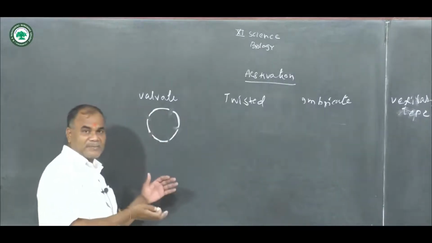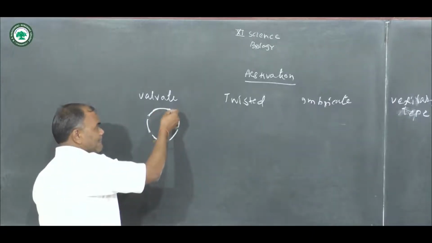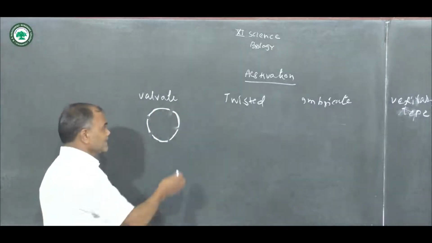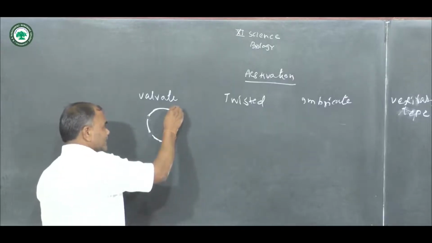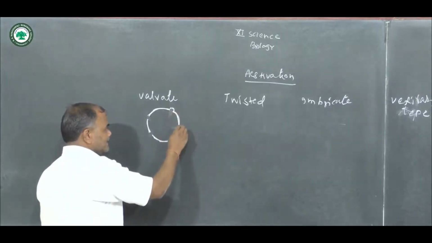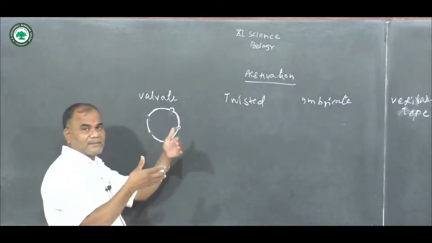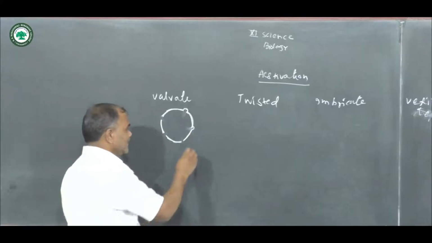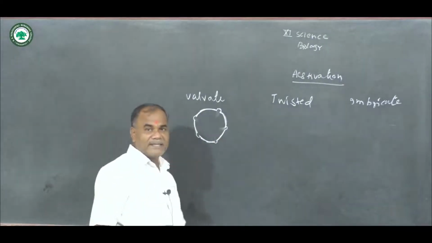These are the margins of the sepals as well as petals, the margins of single petals. These are arranged just touching each other. They cannot overlap the margin of another sepal or petal. So this type of arrangement is known as the valvate aestivation.